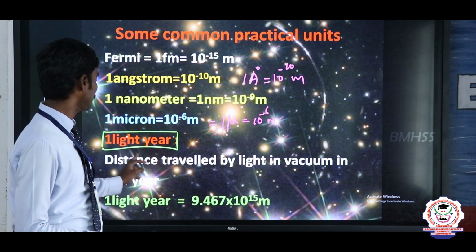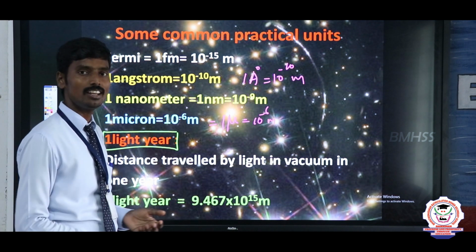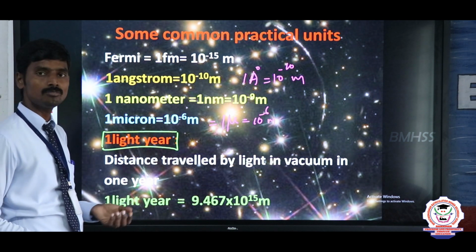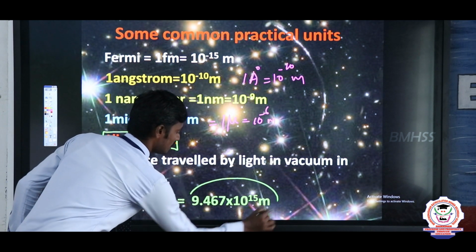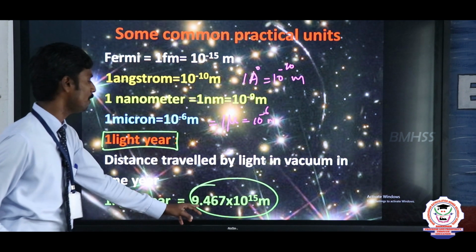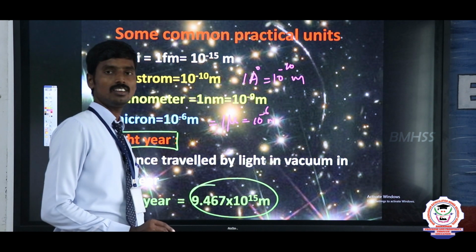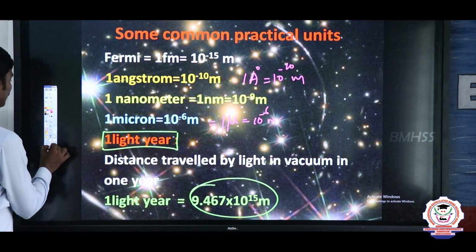So it is a very important 2 marks question. You can see this in our study material. The distance travelled by light in vacuum in 1 year is equivalent to 9.467, very important for 1 mark. 9.467 into 10 power 15 meter is called 1 light year. So don't forget, this is the light year value.